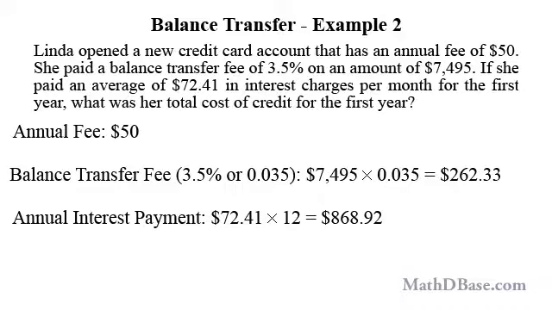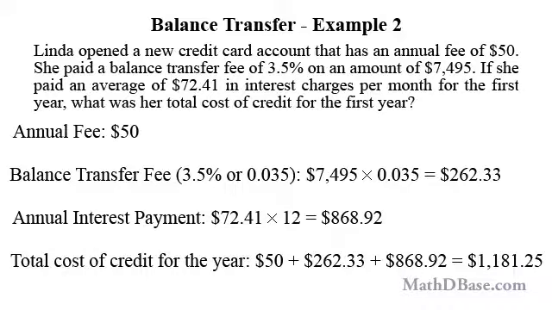$868.92. So the total cost of credit for that first year was $50, plus $262.33, plus $868.92, or $1,181.25.